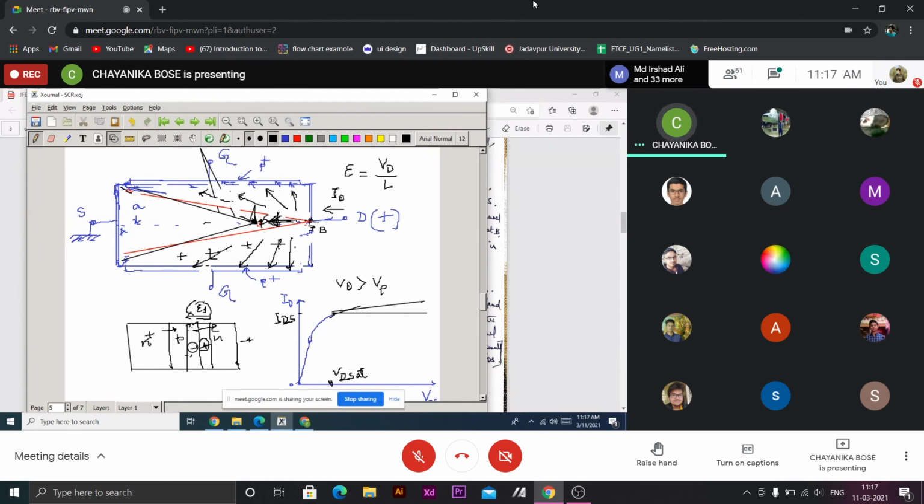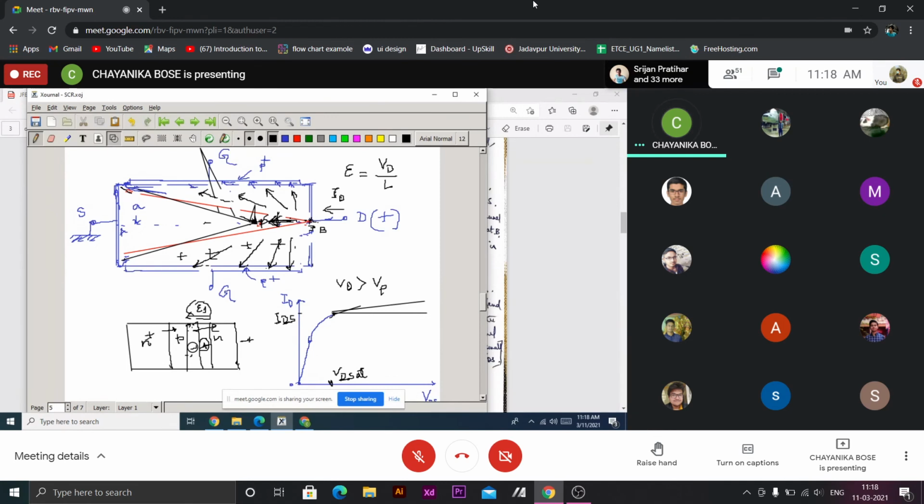Current will increase like this. Beyond pinch off, if we increase the drain voltage, current should remain fixed, but due to the reduction in the neutral channel length, current increases slightly in the saturation region. But ideally, we assume this is constant, but current increases slightly in the saturation region. This is called channel length modulation. This increase in current in the saturation region appears due to channel length modulation.